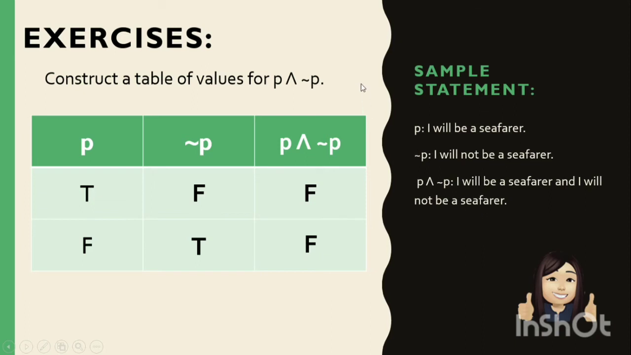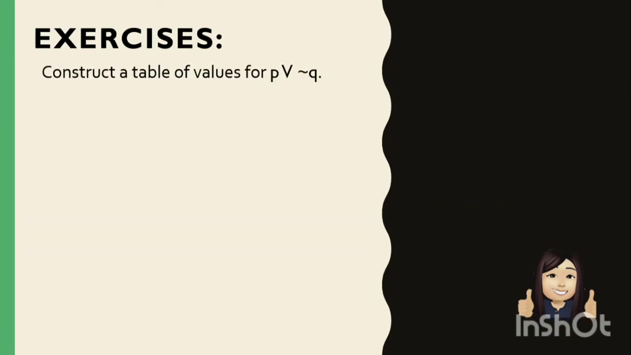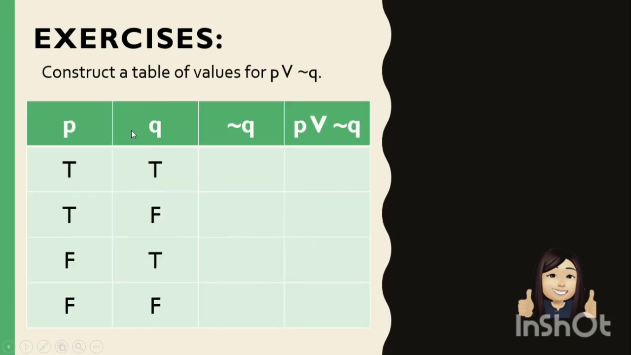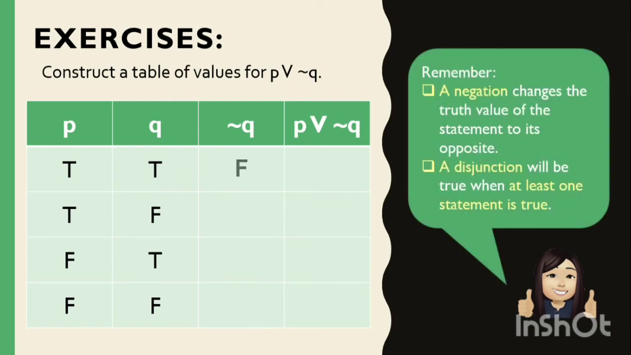So next sample. We're going to construct a table for P or not Q. This time we have P and not Q. Again, we have here all the possible truth values for P and Q. So first, let us identify the column for not Q. Let's look at Q, and we will identify the column for not Q. If Q is true, not Q will be false.